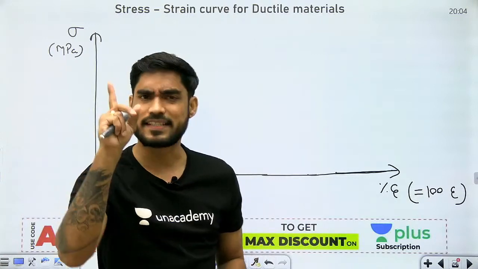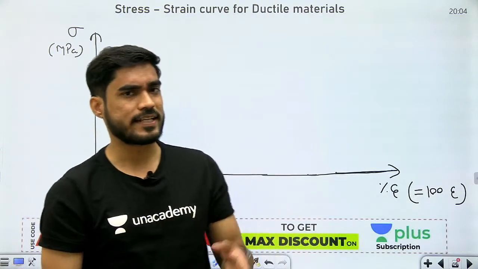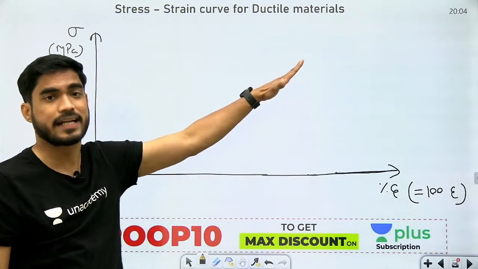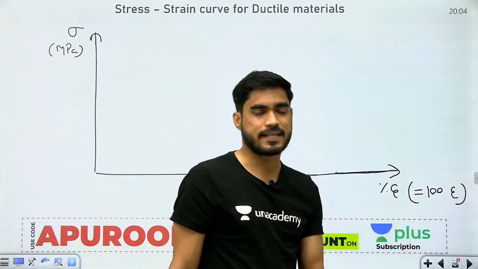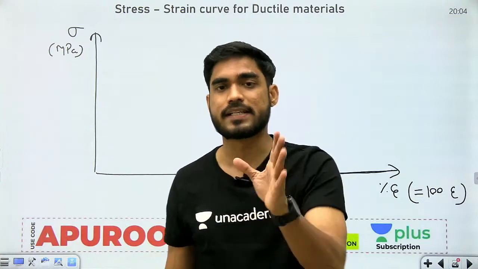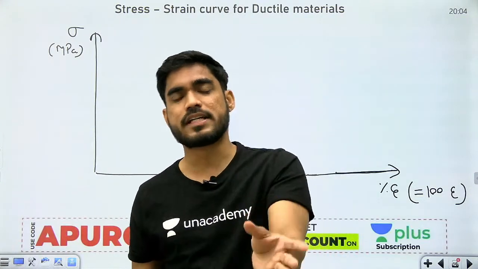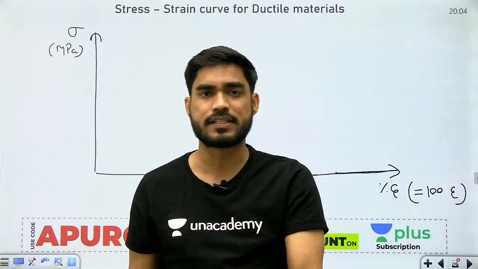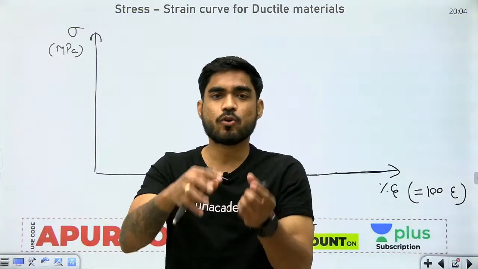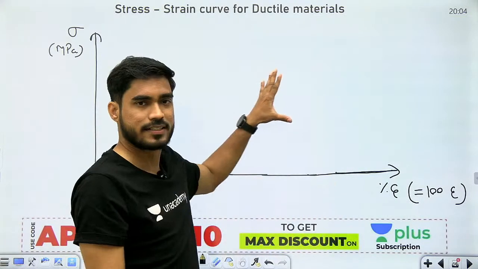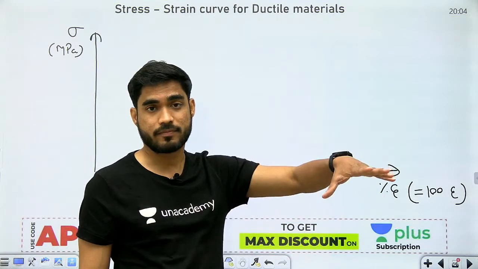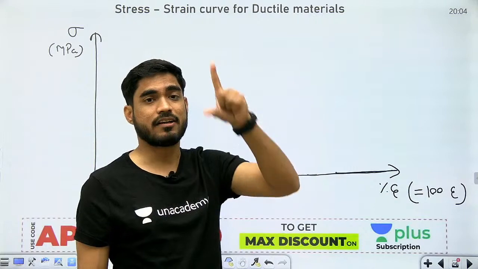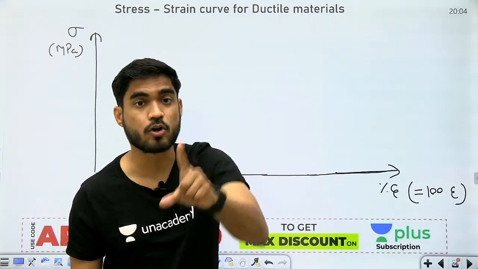In GATE 2016 or 17, there was a question on stress strain diagram, a numerical on stress strain diagram. They gave percentage strain on the x-axis and people didn't notice that. A lot of students didn't notice that, and they used the value given on this diagram directly. So their answer was wrong.